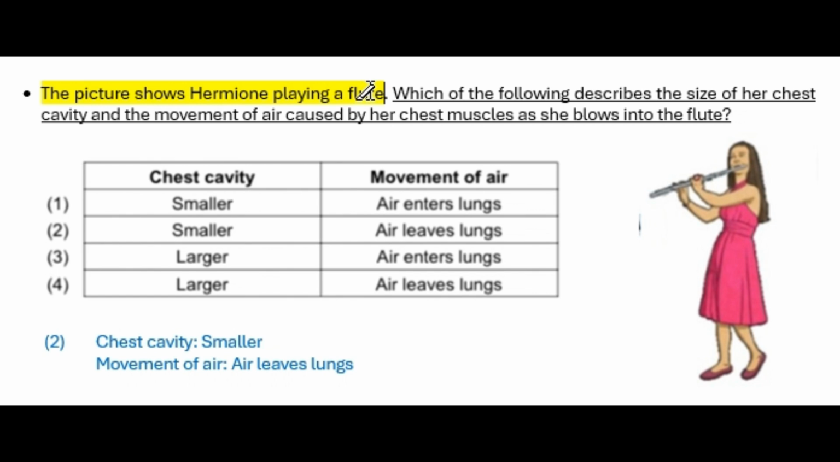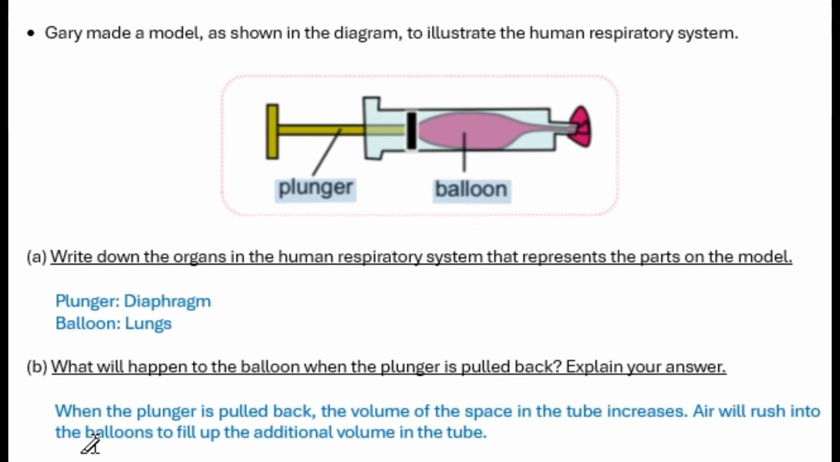The picture shows Hermione playing a flute. Which of the following describes the size of her chest cavity and the movement of air caused by her chest muscles as she blows into the flute? 2. Chest cavity, smaller. Movement of air, air leaves lungs.